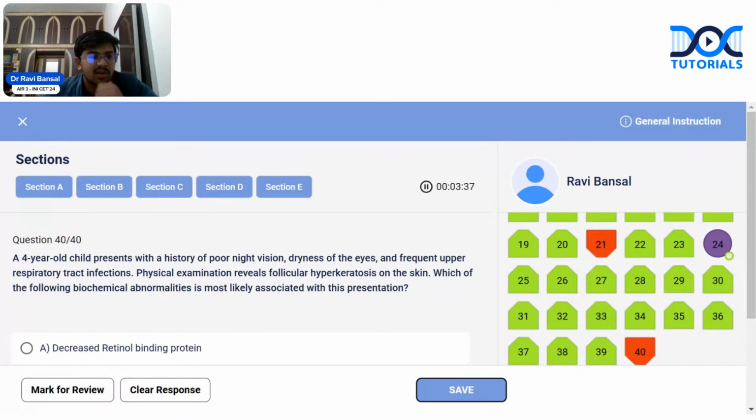Which of the following biochemical abnormalities is most likely associated with this presentation? A 4-year-old child with a history of poor night vision, so vitamin A deficiency, dryness of the eye, frequent upper respiratory tract infection. So vitamin A deficiency is given. Physical examination, follicular hyperkeratosis, again vitamin A deficiency. Which of the following biochemical abnormalities is most likely associated?